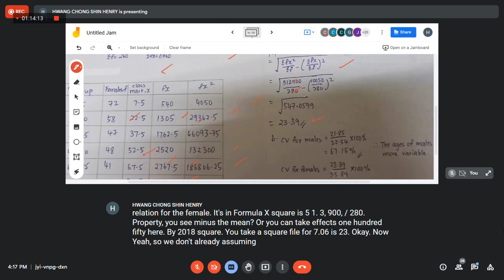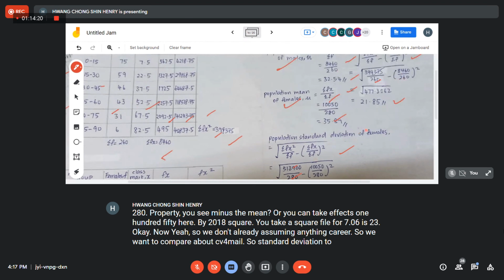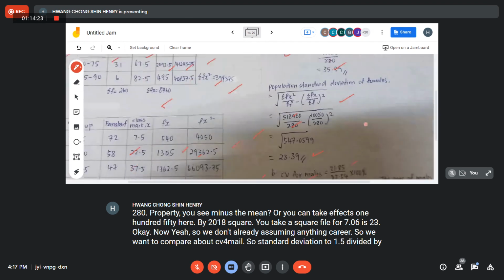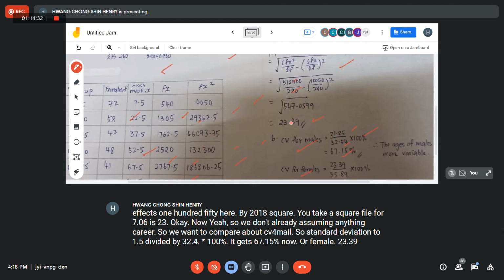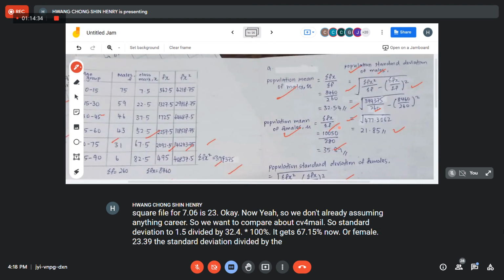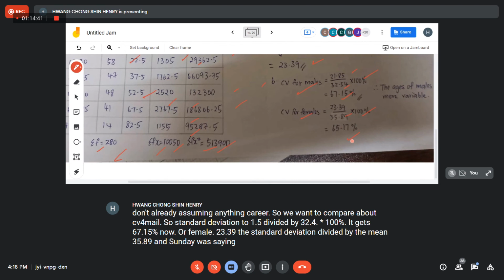Assuming everything is correct, we want to compare the CV. For male, the standard deviation 21.85 divided by 32.54 times 100% gets 67.15%. For female, 23.39, the standard deviation, divided by the mean, 35.89, times 100% is 65.17%. The question is asking for what?